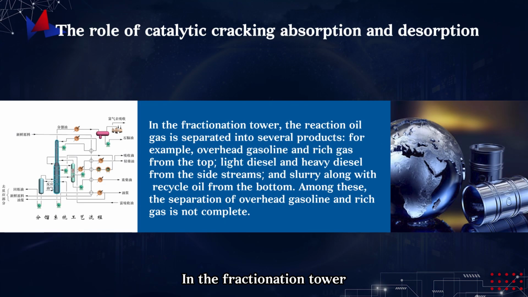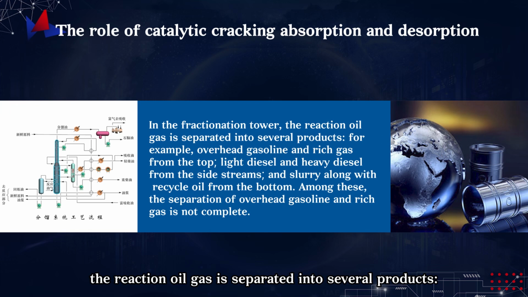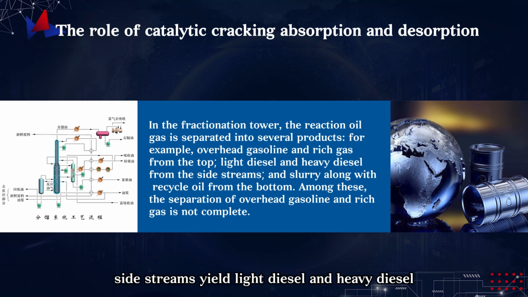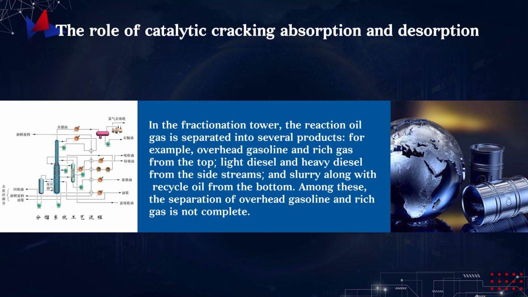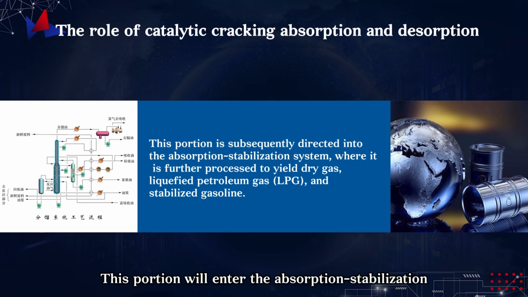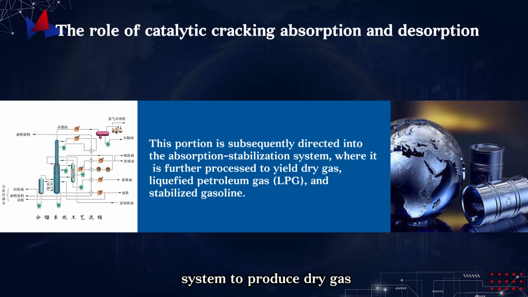In the fractionation tower, the reaction oil gas is separated into several products. For example, overhead gasoline and rich gas. Side streams yield light diesel and heavy diesel, and bottom products include slurry and recycled oil. Among these, the separation of overhead gasoline and rich gas is not complete. This portion will enter the absorption stabilization system to produce dry gas, liquefied petroleum gas, LPG, and stabilized gasoline.